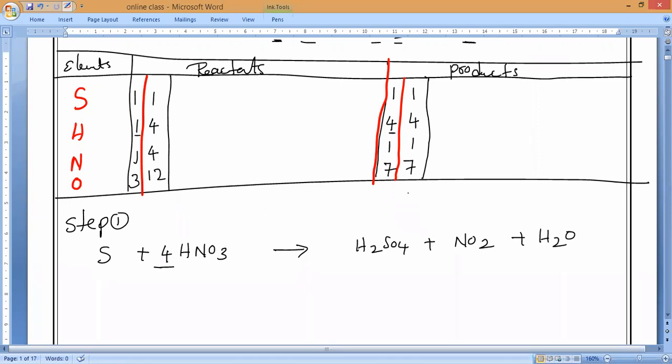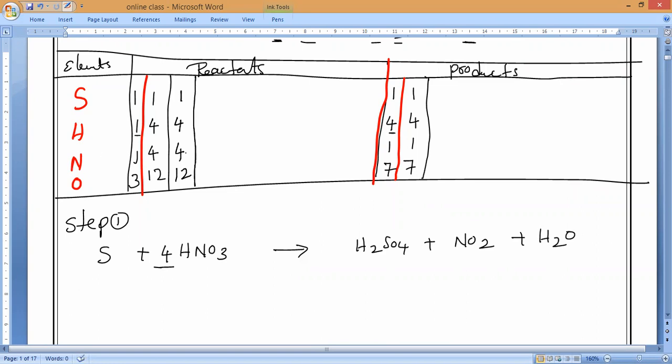Yes. So now the product side. Reactant side, any change? No change in the reactant side. So 1, 4, 4 and 12. Exactly, we'll write. And the product side we are going to change it.